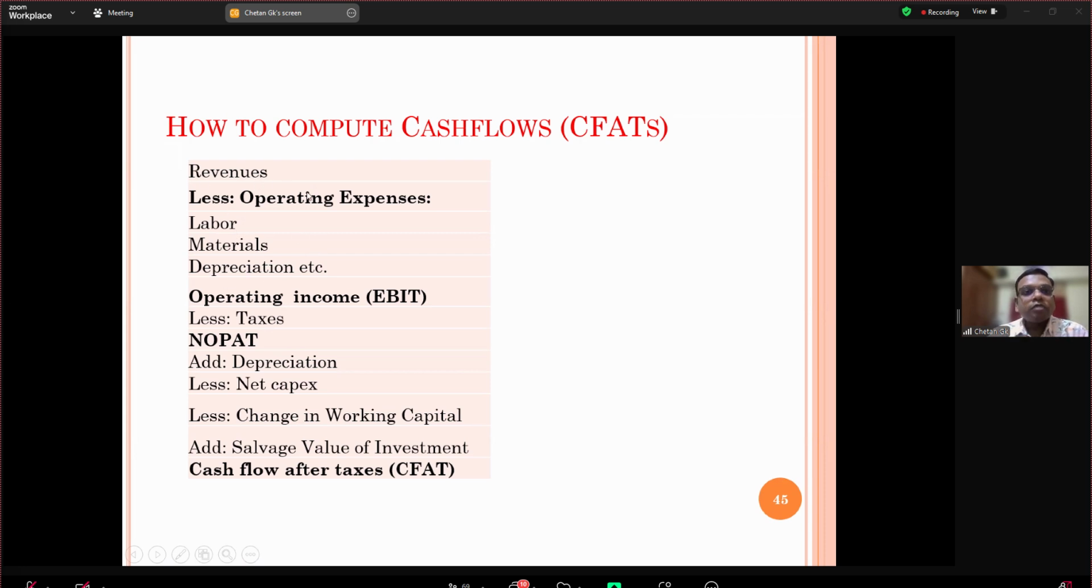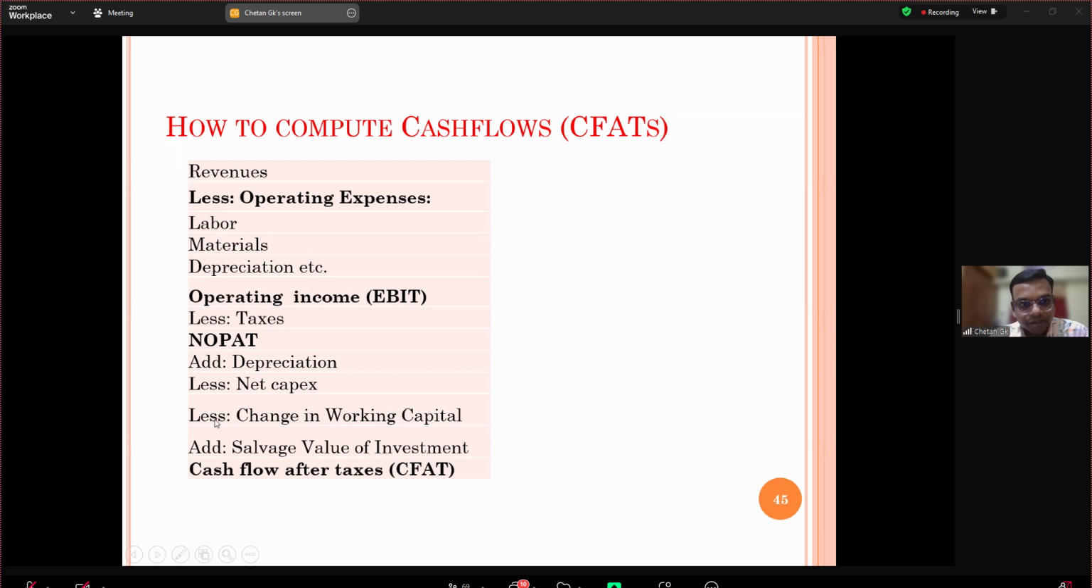If you net out the operating expenses from the revenues, you get the operating income, which is also called EBIT, earnings before interest and taxes. If you take out the taxes, then what you get is called NOPAT. We discussed this while we did the valuation of Britannia Industries. That is what we did, right? You know what is NOPAT, right? NOPAT, and you add back the depreciation and deduct the net capex.